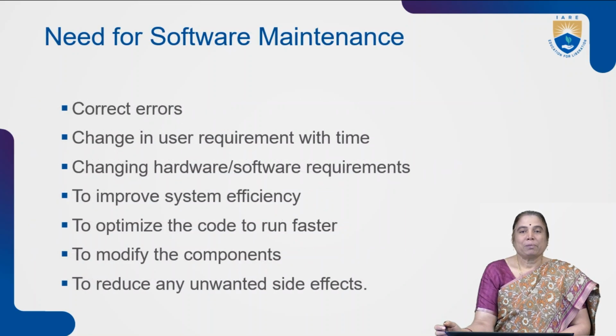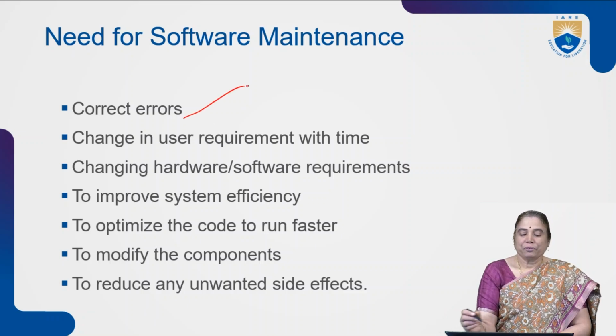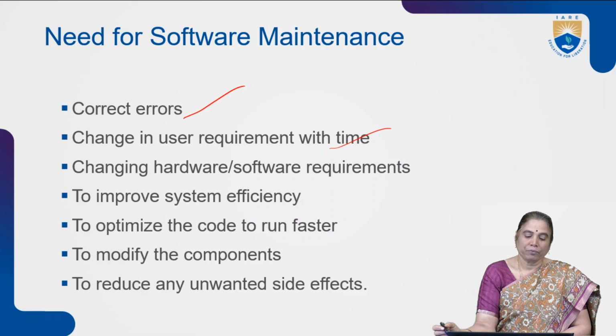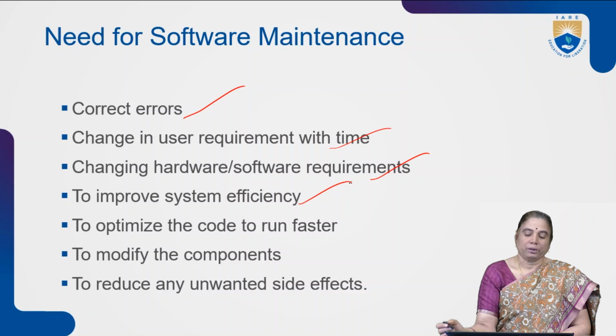The need for software maintenance is to correct the errors and handle changes in user requirements with time. According to those requirements, the code must be updated in the software, along with changing hardware and software requirements, to improve system efficiency, and to optimize code to run faster. So, the performance must be improved with software maintenance, to modify the components of the project, and to reduce any unwanted side effects due to these modifications.